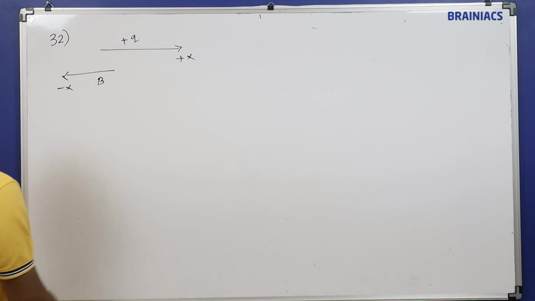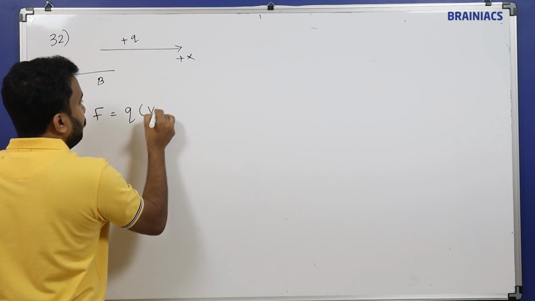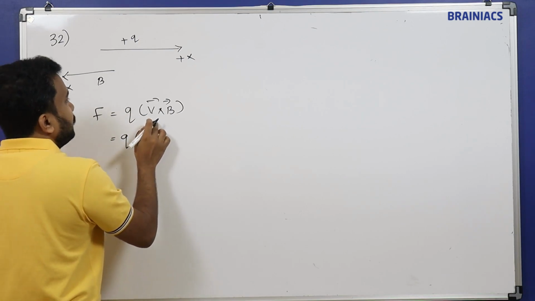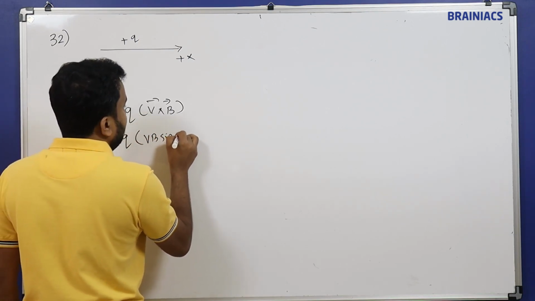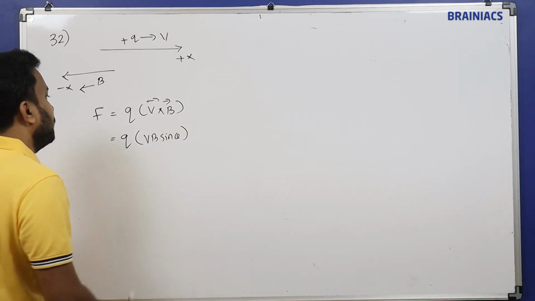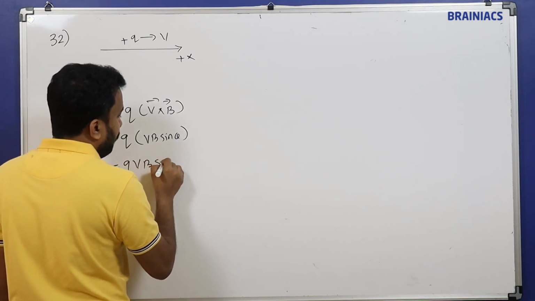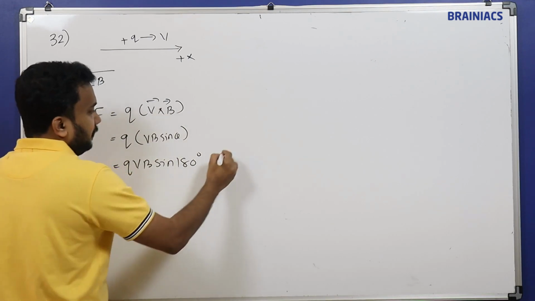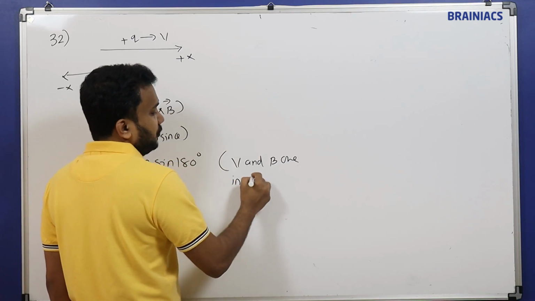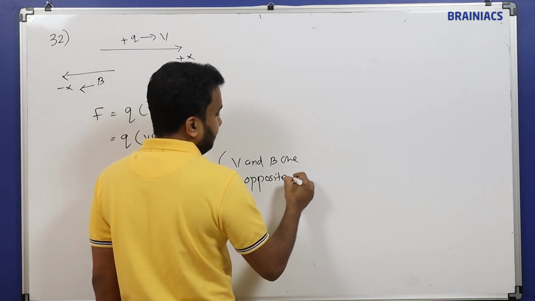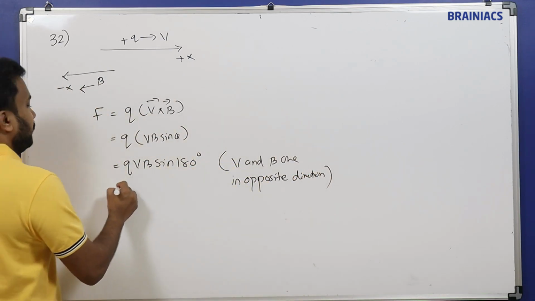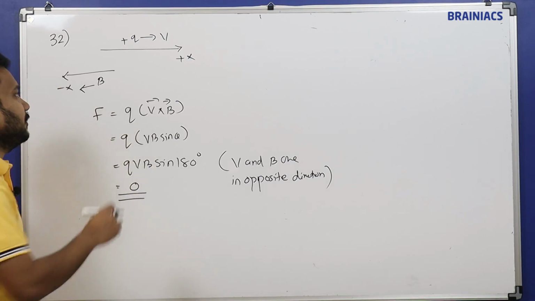The force F is equal to q into v cross b, so it becomes qvb sine theta. The charge is moving with velocity v and the magnetic field is in the opposite direction, so the angle is 180 degrees. So it is qvb sine 180 degrees. If they are in opposite directions, sine 180 is zero, so there is no force because of the magnetic field.